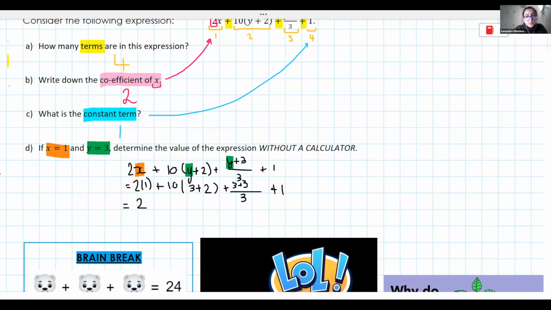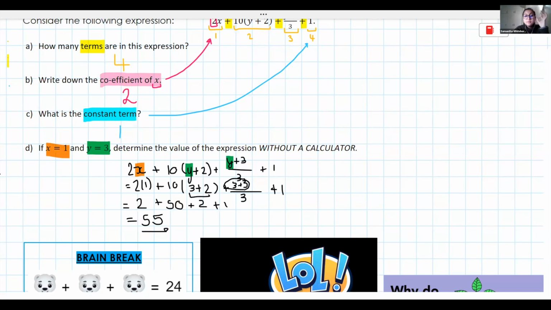2 times 1 is 2. In the bracket, 3 plus 2 gives us 5. So 5 times 10 is 50. So we've got 2 plus 50. In the fraction, we've got 3 plus 3, which is 6. 6 divided by 3 is 2. So the mistake I made earlier was I said 3 divided by 3 was 3. So again, silly mistake. Plus, let's attempt that again, plus 1. 2 plus 50 is 52. Plus 2 is 54. Plus 1 is 55. So the value of our expression if x is 1 and y is 3 is 55.